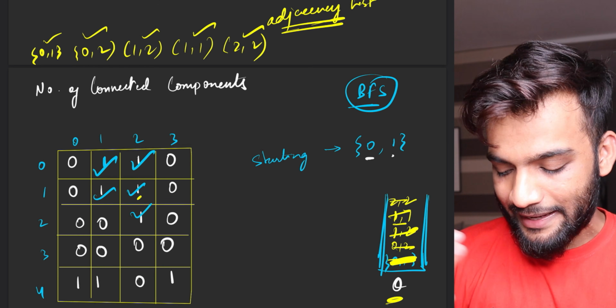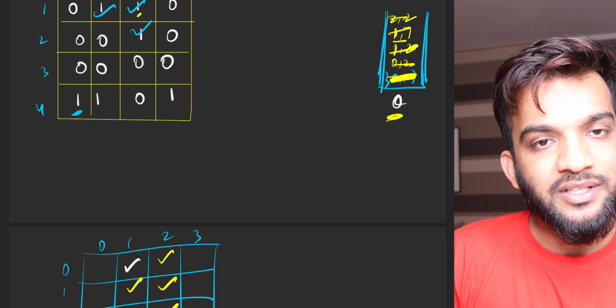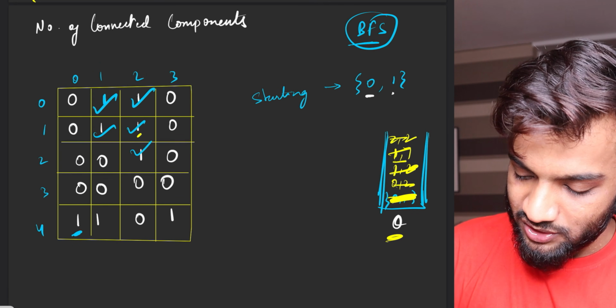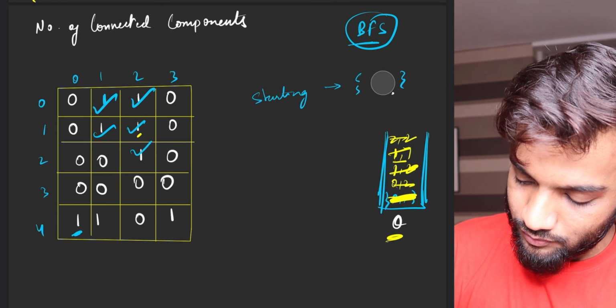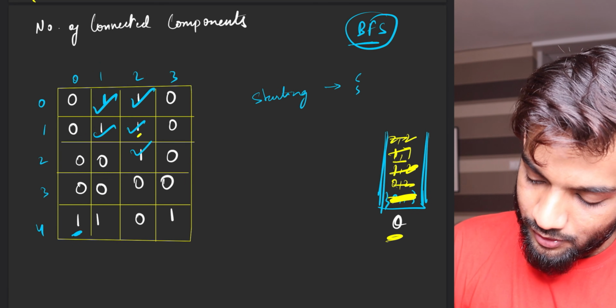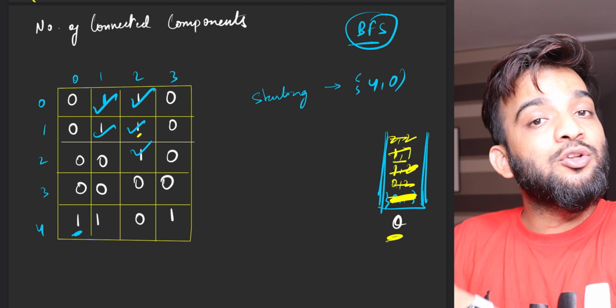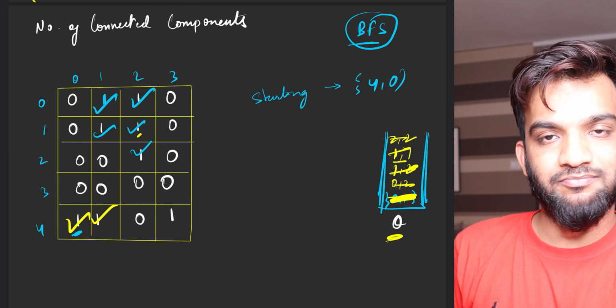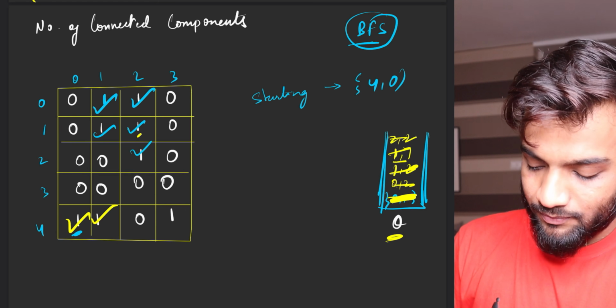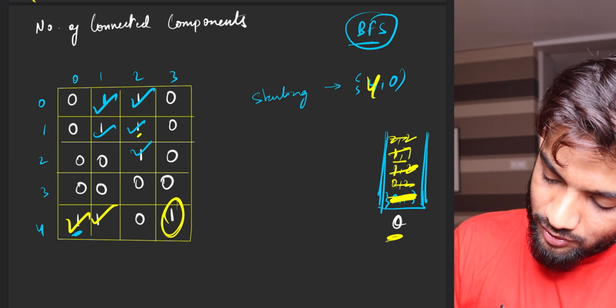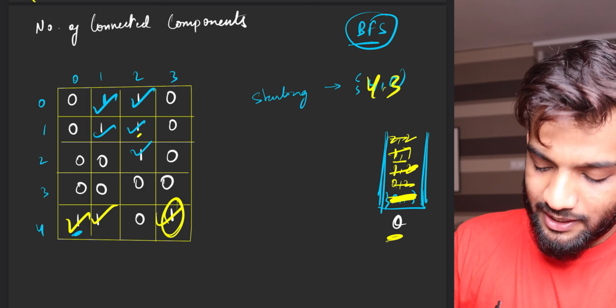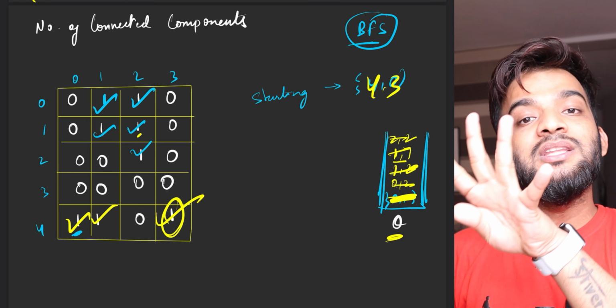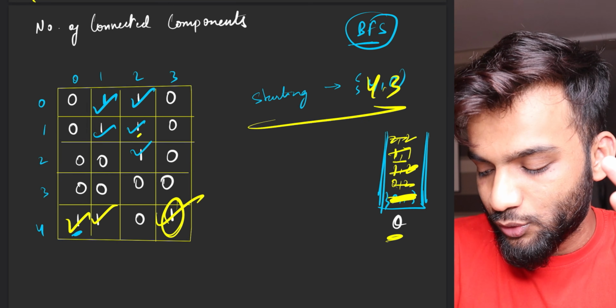Done. Next, we have to start from this guy, so the starting point will change. This time the starting point will become 4, 0. And again, we'll follow the same process, and it will be marked, right? The next time, the starting point will be this, which is 4, 3. Again, the same process, and this guy will be marked. So apparently, there were 3 starting points that we used.